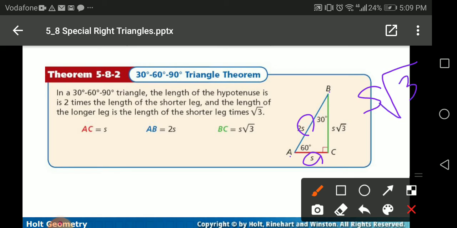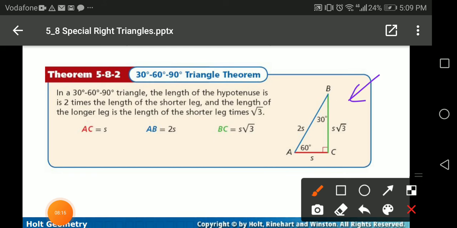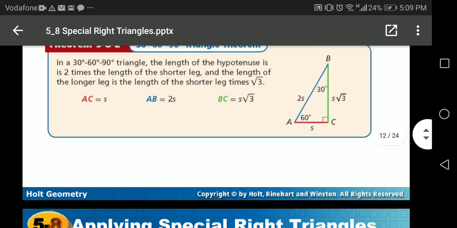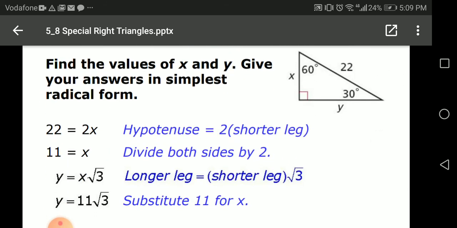Okay, guys, again, because we have to study this very well. We have here S, one leg is S. The hypotenuse is 2S. Okay, and this one is what, guys? It's S square root of 3. Let's solve questions. We have to study this well to know how to solve the question. Okay, study the rule. You can solve the question very easily, guys.